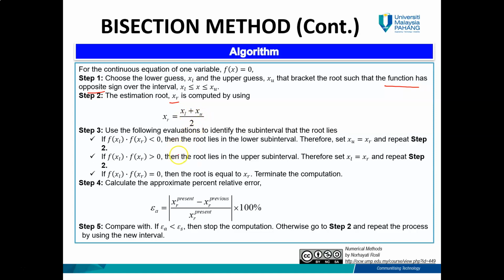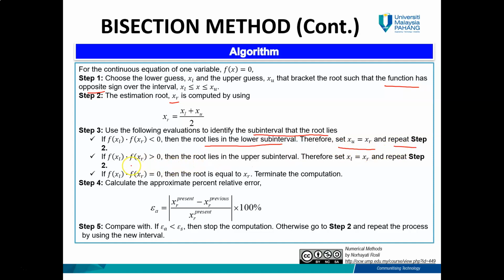And then for step number 3, this is the most important part. We need to use the following evaluation to identify the sub-interval where the root lies. In this case, if f(XL) times f(XR) is less than 0, then the root lies in the lower sub-interval. Therefore, we can set XU equal to XR and repeat step 2.